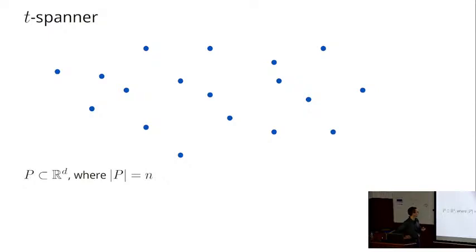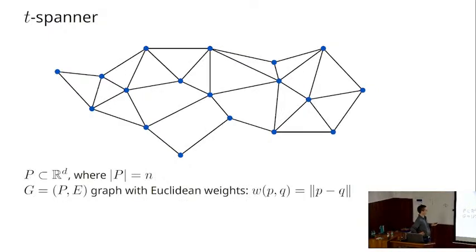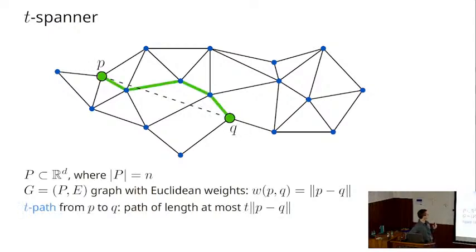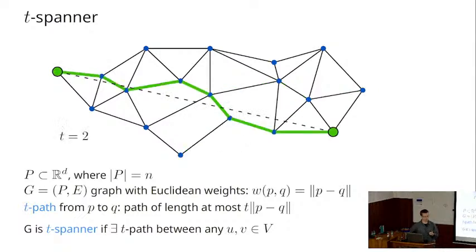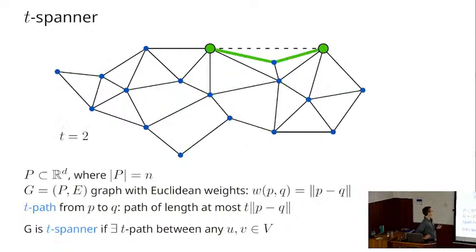So I have this kind of picture introduction once more. What we want for any pair of points is a t-path, a path that is at most t times longer than the Euclidean distance. If this is true for any pair of points, like in this graph, where for any pair the detour is smaller than a factor of 2, then this is a 2-spanner.